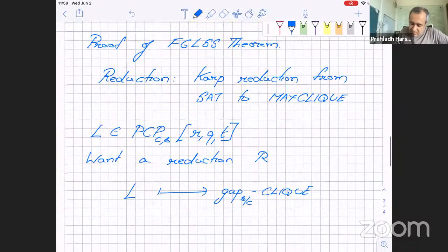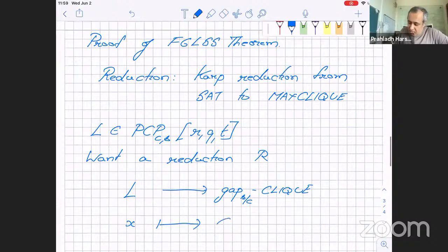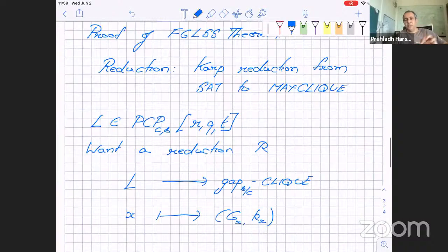So given any instance of the language, I need to construct a graph Gx and a number Kx such that if X is in the language, then Gx, Kx is a yes instance of gap S by C clique. If X is not in the language, then Gx, Kx is a no instance of the gap problem. This is what we need to do. So I need to construct this graph.